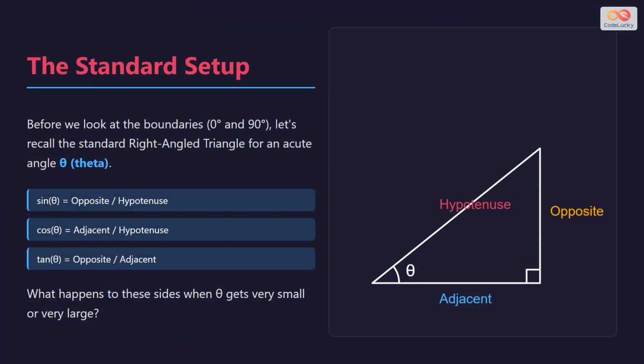Let's start by refreshing our memory on the standard right-angled triangle. For any acute angle theta, we define sine as opposite over hypotenuse, cosine as adjacent over hypotenuse, and tangent as opposite over adjacent. But what happens to these physical sides when the angle theta becomes extremely small or extremely large? That is what we are about to see.